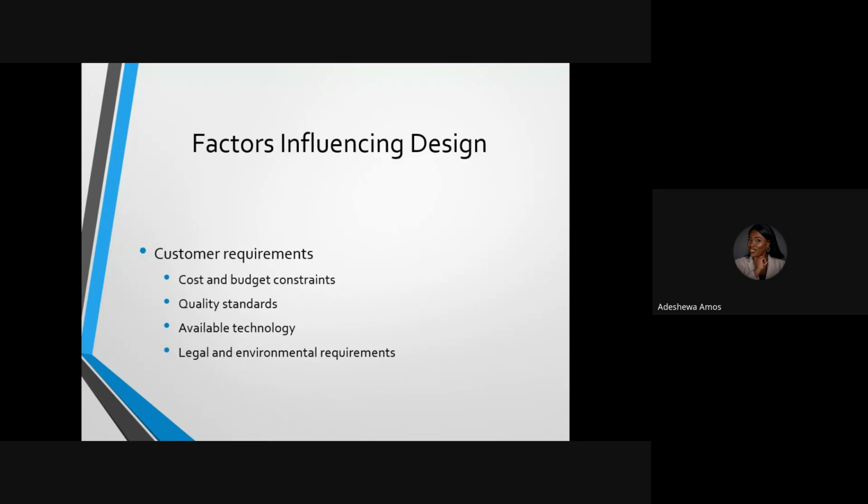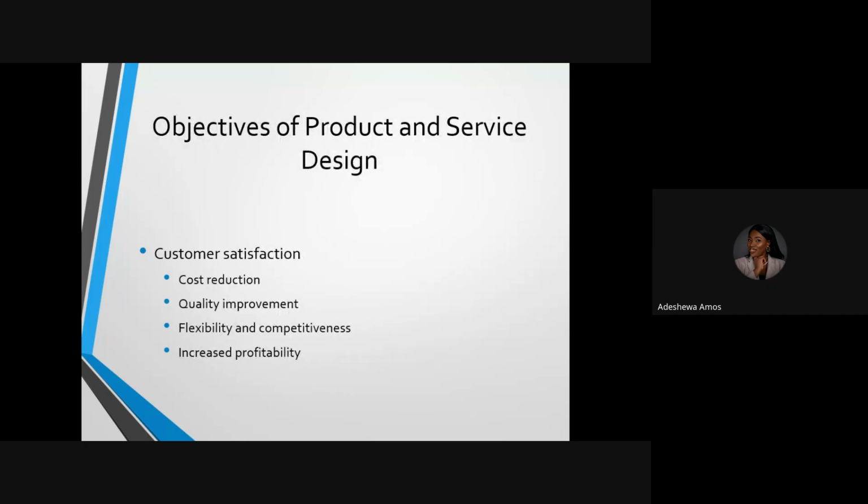So if you are an organization and you want to create something, you have to ensure you do it in a way that is going to please the country or the environmental law of the country whereby you find yourself. Now, what is the objective of product design and service design? Okay, the first one, as you all know, is customer satisfaction.